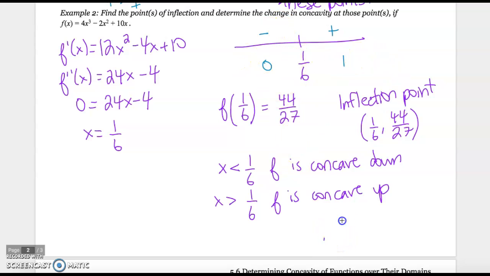So it should look something like this, and then it changes to something like this, and you'd have a point of inflection there. Awesome. All right, so that's it for this video, and then we'll go over the last little part in the next one.